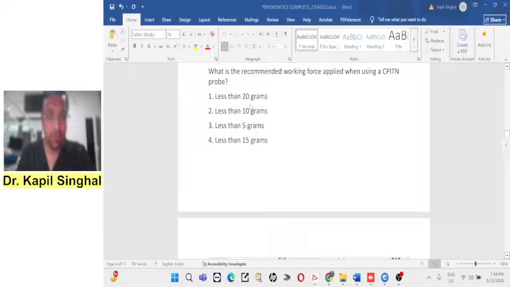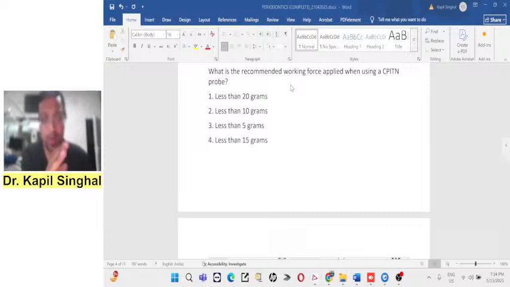So now there are four different probes, four different options here. He has asked about what is the recommended working force? So please remember there are two types of probing forces. One is working force and second is a sensing force. A working force is when you're doing the probing.